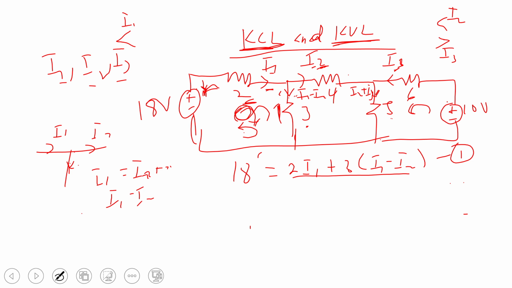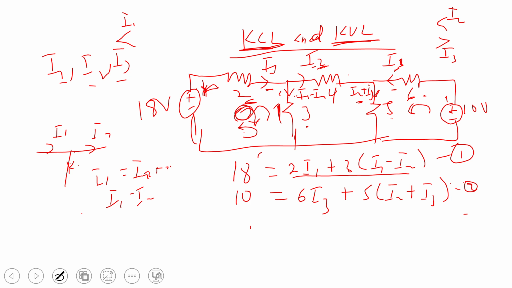In the anti-clockwise, I'm leaving the positive terminal. So I'll say positive 10 is equal to, here will be what? I'm following this arrow direction, so it's going to be 6I3. Then here, I'm following the arrow direction, so plus I2 plus I3, equation 2.